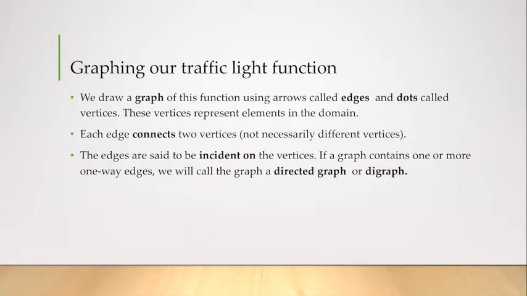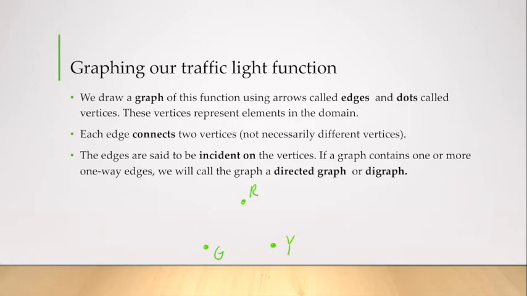We can draw a graph of this function using arrows that we call edges. Edges denote a relationship or a flow between the two values. And dots, which we call vertices, represent all the elements in our domain. So we've got red, yellow, green, so we're going to have three vertices. So let's go red, yellow, green. Each edge connects two vertices. This doesn't necessarily have to be different vertices, and I'll show you that in a second. The edges are said to be incident on the vertices, so they act on the vertices.